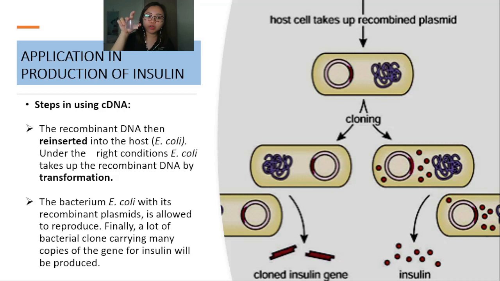Now, the bacterium E. coli with its recombinant plasmids is allowed to reproduce. Saya benarkan dia membiak. Finally, a lot of these bacterial clones carrying many copies of the gene of insulin will be produced. Selepas saya biarkan membiak, akan ada banyak E. coli yang mengandungi gene insulin untuk yang digunakan untuk menghasilkan protein nanti.